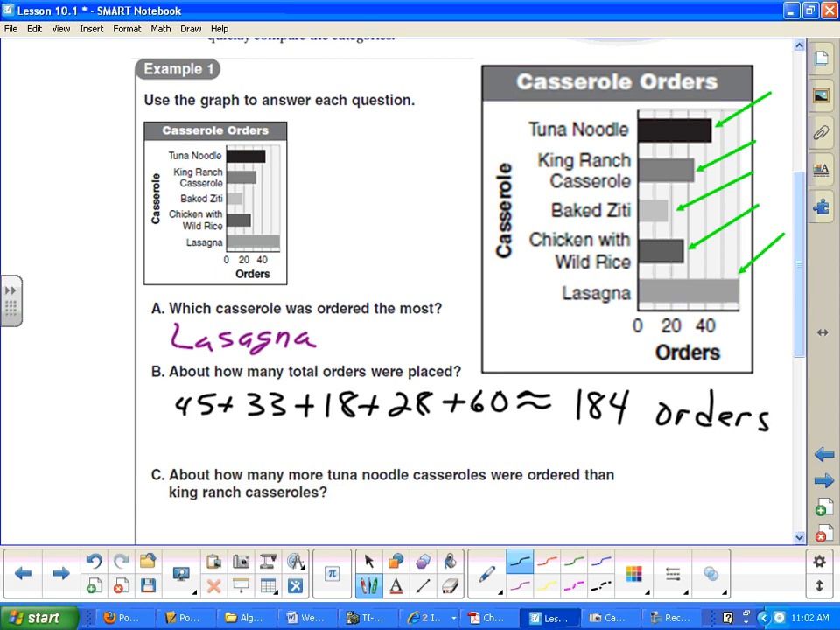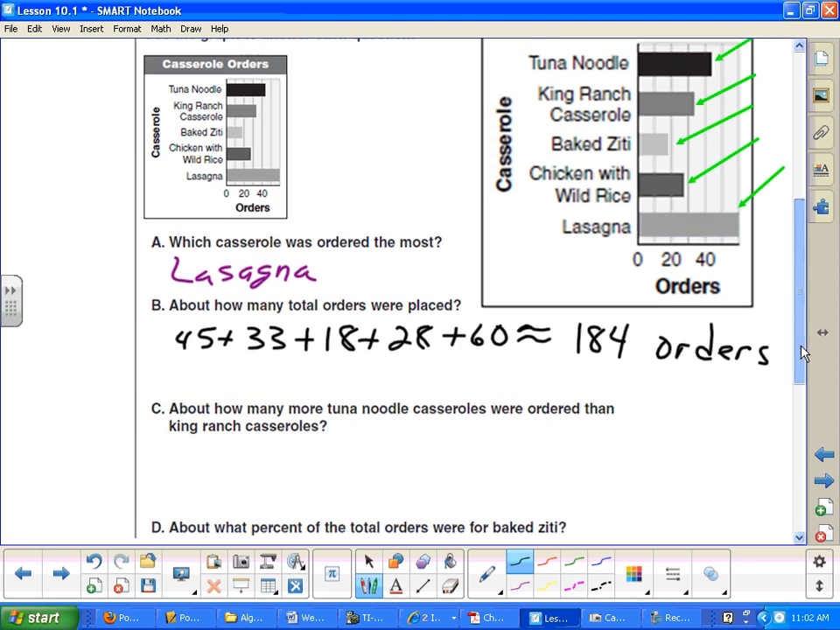Now, do you guys understand this symbol that I put here? When we don't know the exact value, we use a squiggly equals sign, which means approximately. It means I don't know what it is exactly, but I'm going to give you a close answer. And so whenever you're approximating, you always want to do that. Okay. All right, letter C. About how many more tuna noodle casseroles were ordered than King Ranch casseroles? About how many more?